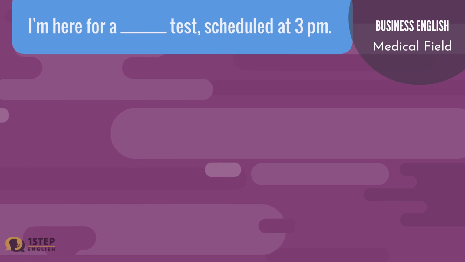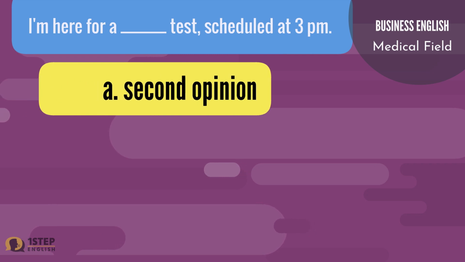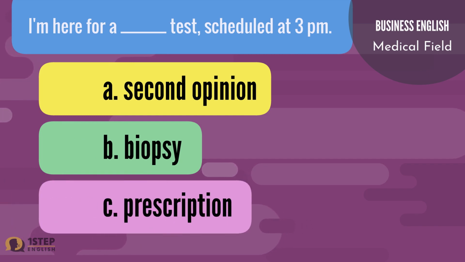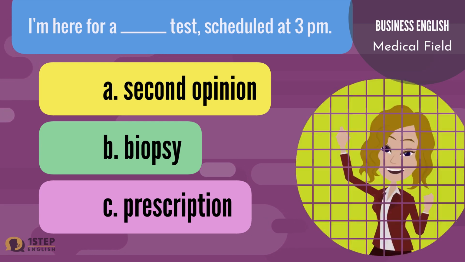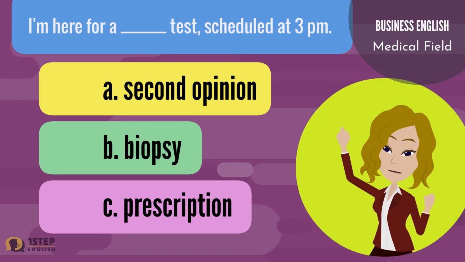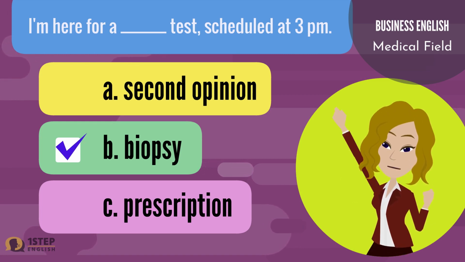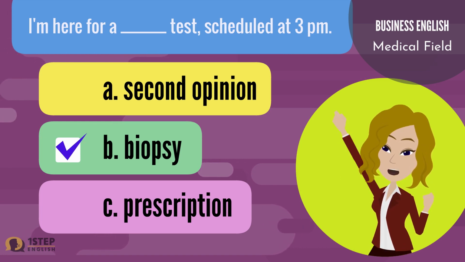I'm here for a test scheduled at 3 p.m. Letter A. Second opinion. Letter B. Biopsy. Letter C. Prescription. The correct answer is letter B. Biopsy. I'm here for a biopsy test, scheduled at 3 p.m.